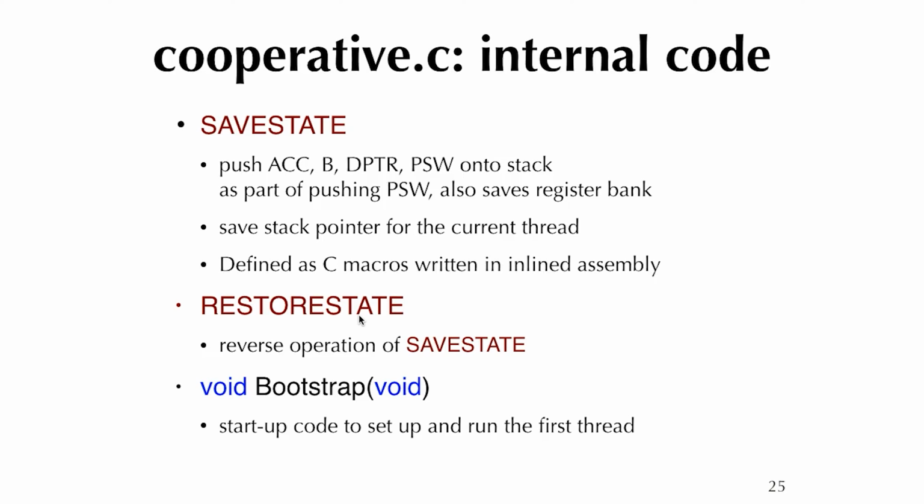Now, you do have to save the stack pointer for the current thread into the save SP location, so then later you can retrieve it and use it. We do it as C macros. And then restore state is really the reverse of save state, because you have to do it in reverse order.